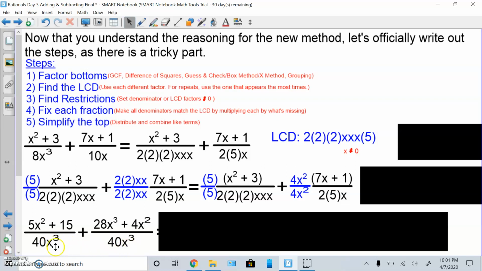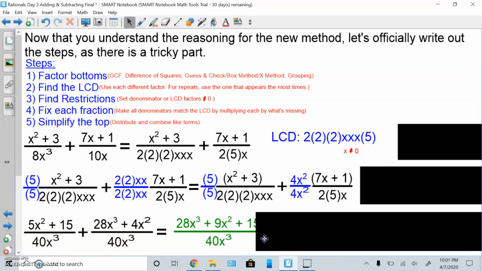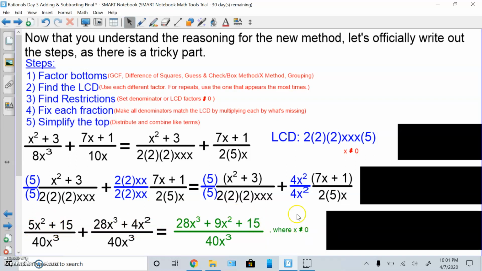But now the bottoms are matching. We have a common denominator. So the bottom stays the same, and then you combine the tops. Make sure you put them in the correct order. The term with the highest exponent goes first, so 28x cubed goes first. Then here's x squared, here's x squared. 5x squared plus 4x squared is 9x squared. Then here's the 15. Make sure you include your restrictions. So that is your answer right there.